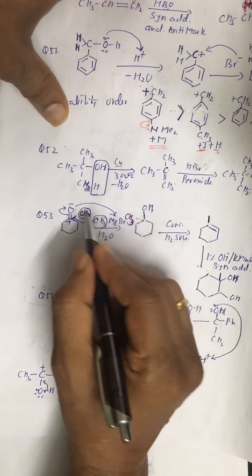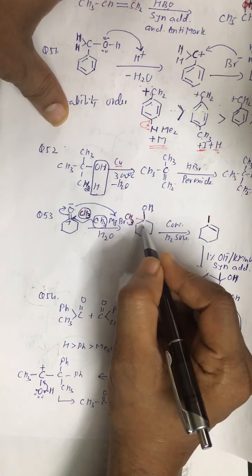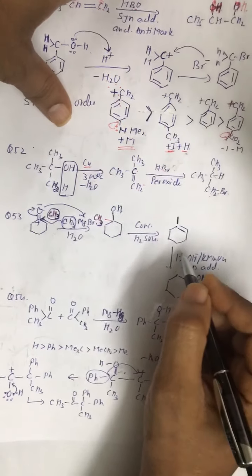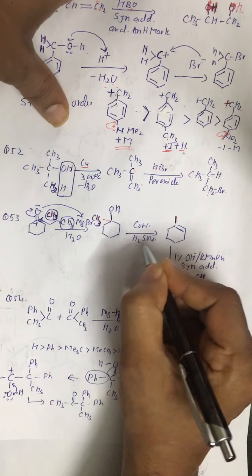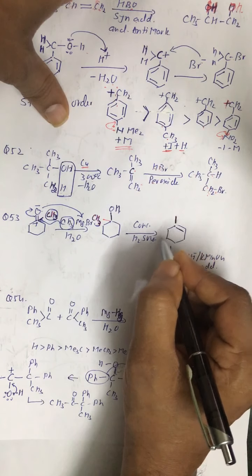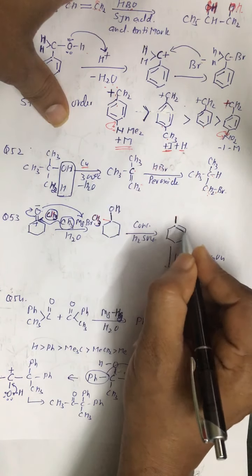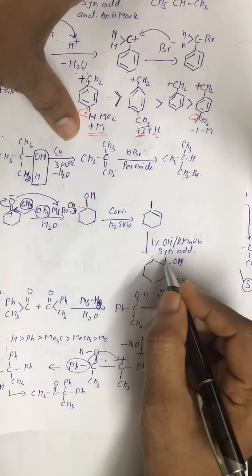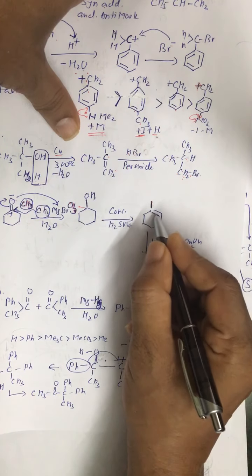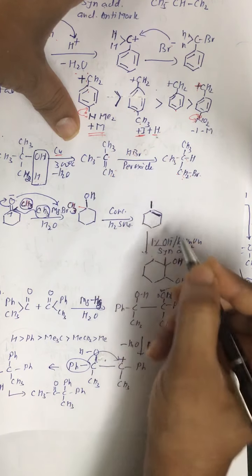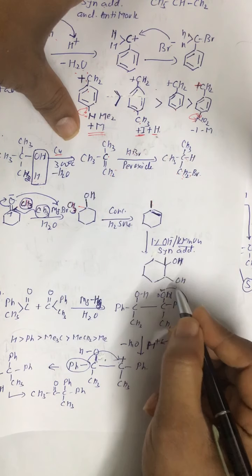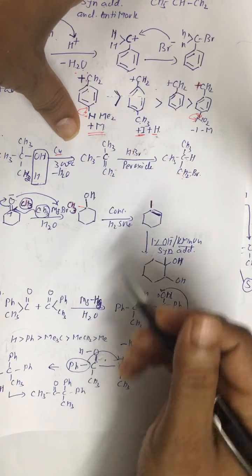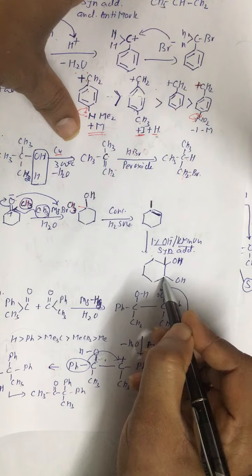And then on hydrolysis the MgBr part goes to the oxygen. So on hydrolysis we get OH and CH3, and then with concentrated H2SO4, by Saytzeff's rule, we get this alkene, a methylcyclohexene. Then with 1% alkaline KMnO4, this double bond gets attacked by OH groups. This is syn addition, meaning both the OH groups get attached from the same side. So this is the final product.